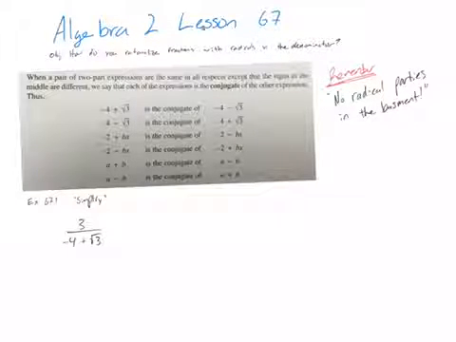This is lesson 67. Our objective is, how do you rationalize fractions with radicals in the denominator? And remember, we've worked with some of them before. We don't want any radical parties in the basement. We don't want to have any radicals or square roots or cube roots or anything like that in the denominator.